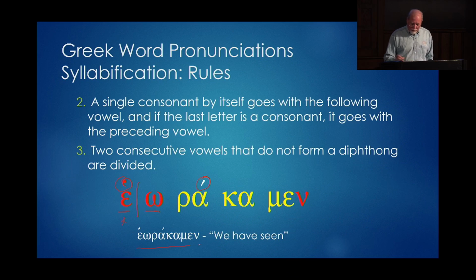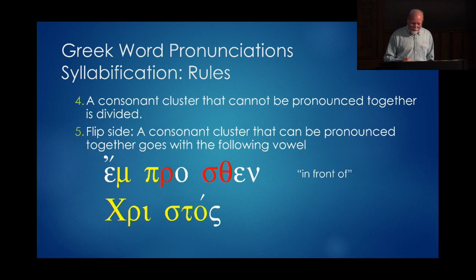That means we have seen, of course, it's written this way, not with colors and lines, but that's why we're looking at this, to learn how to separate these out. A consonant cluster that cannot be pronounced together is divided. Take this one, we have a mu and a p right next to each other, and an mp doesn't fit real well. So you divide the syllable there between m and p.